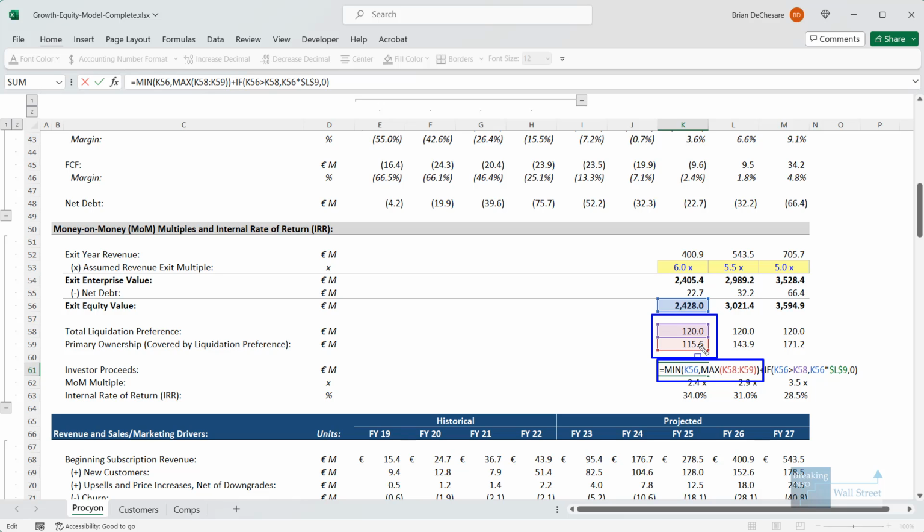So that's the first part. Of course, if this is actually bigger than the exit equity value, then all we can get here is the exit equity value. So that's what the minimum part on the outside does.